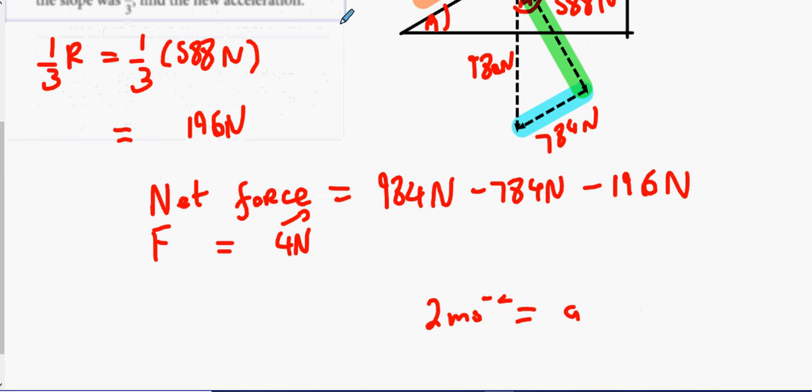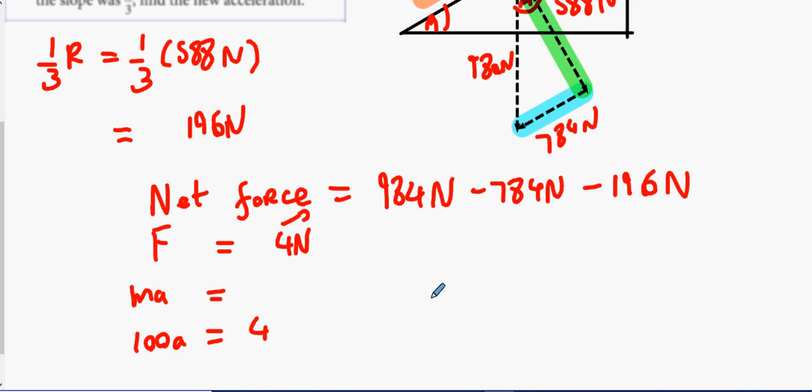And this 4 newtons then, you can say is ma, mass times acceleration. Mass times acceleration is 100a because mass is 100, and that equals 4. This means acceleration equals 4 over 100, which is 0.04.